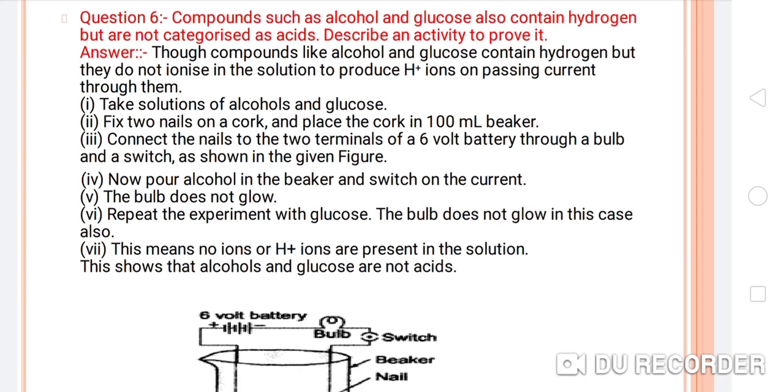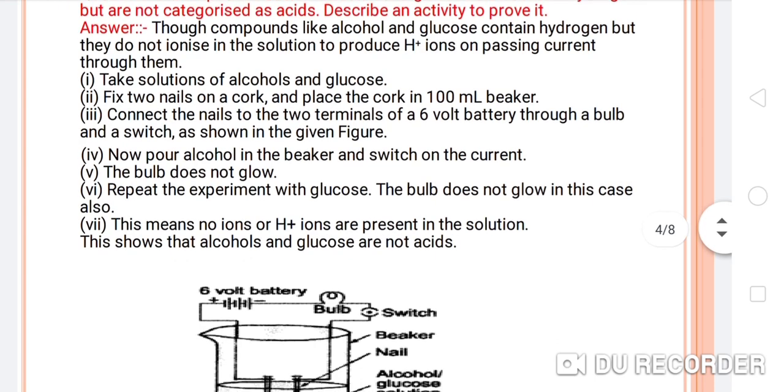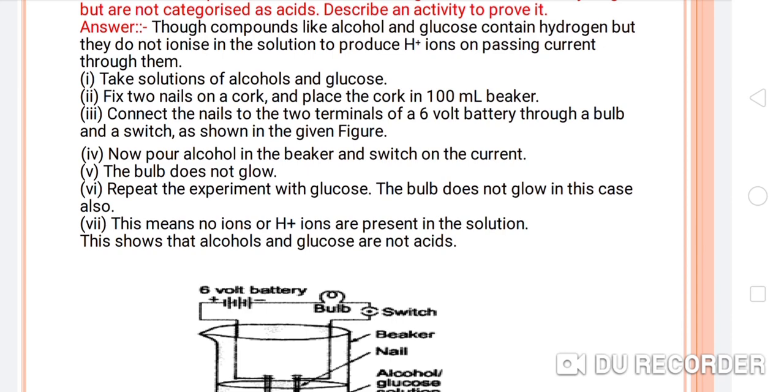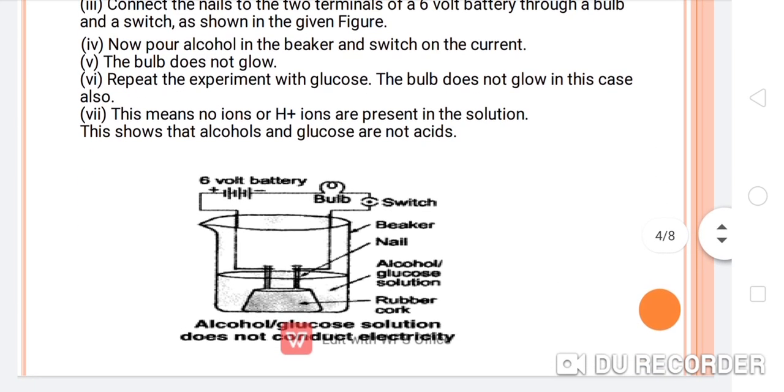So the steps to do the activity. Okay, here are the steps. The first step, take a solution of the alcohol and the glucose. In the second step, fix 2 nails on a cork and place the cork in a 100 ml beaker. Third, connect the nails to the 2 terminals of a 6-volt battery through a bulb and a switch as shown in the given figure. You can see this arrangement in this figure.